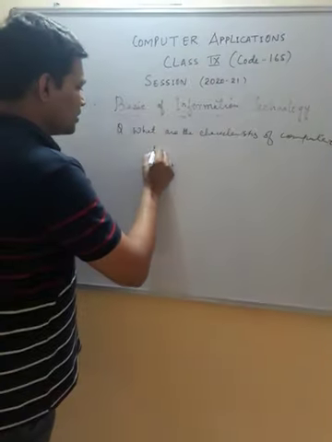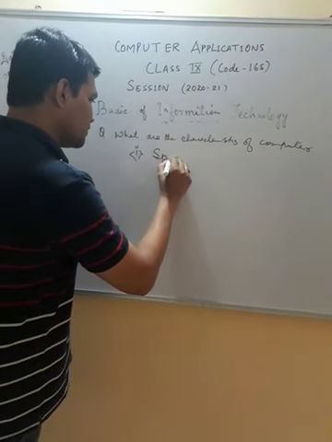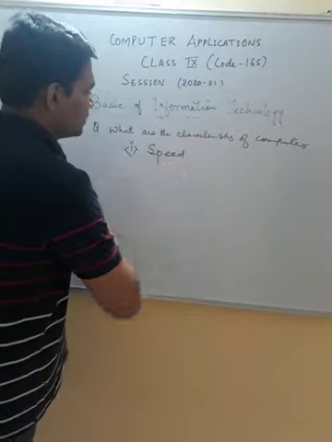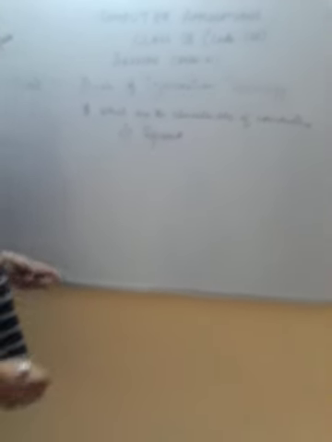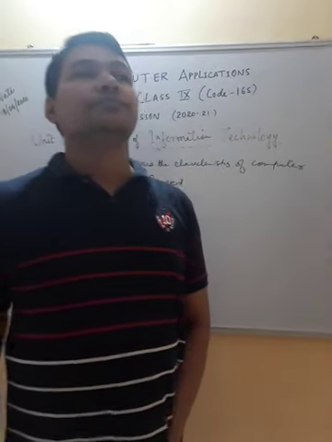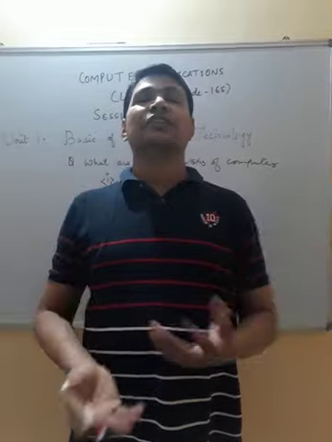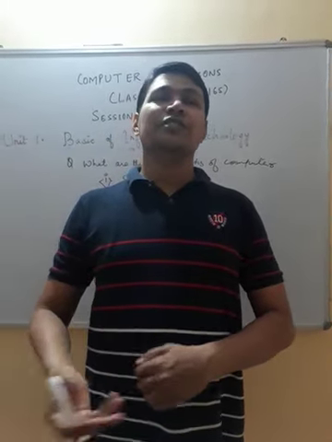The first feature is speed. The first feature is speed. What is its speed? You know very well, a computer can accept millions of instructions and data from the user and process them in a fraction of a second.